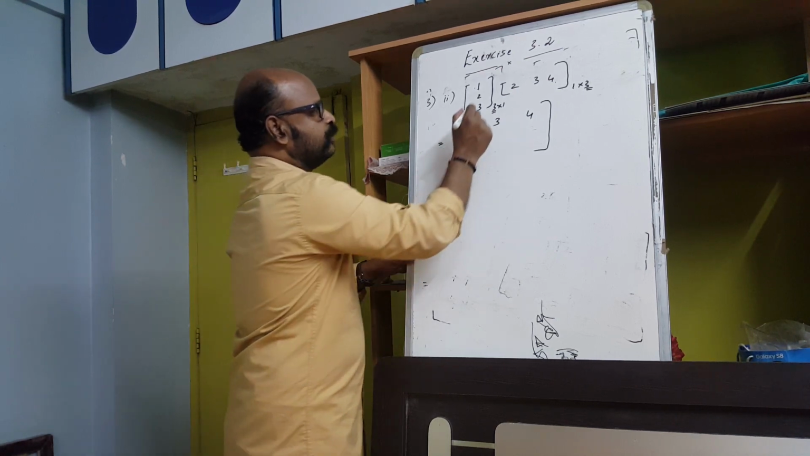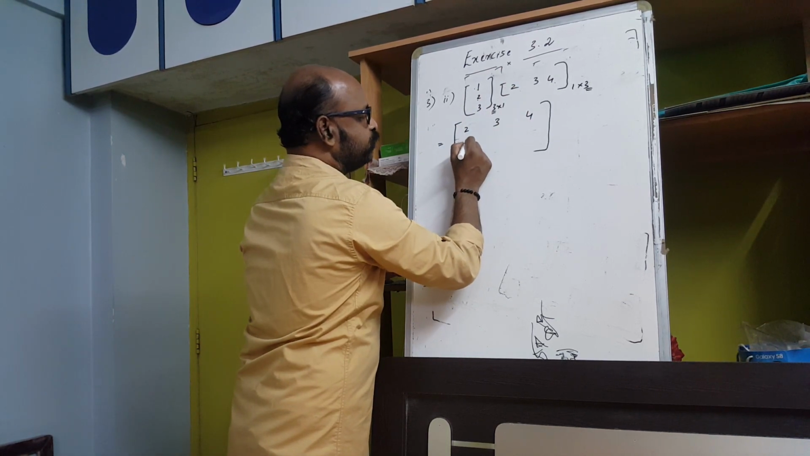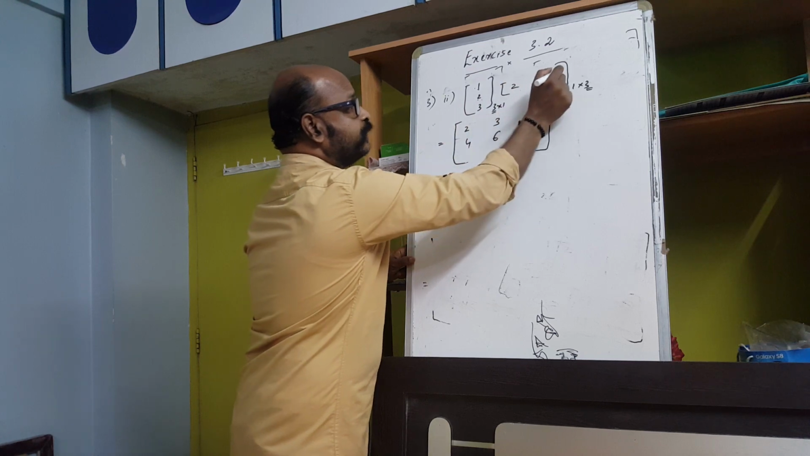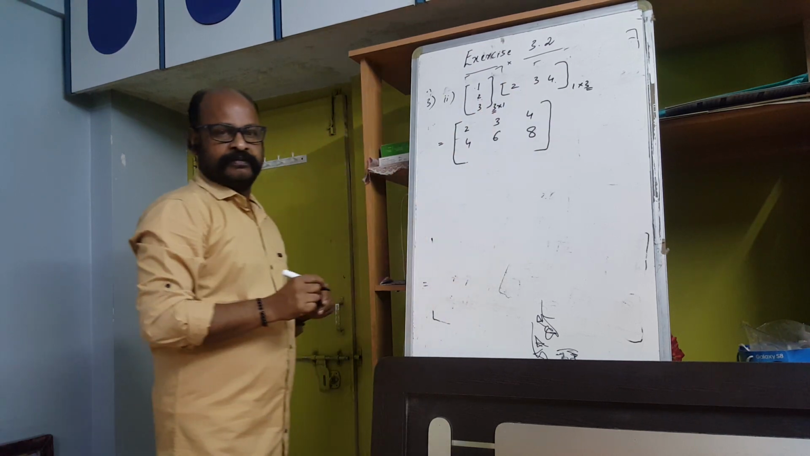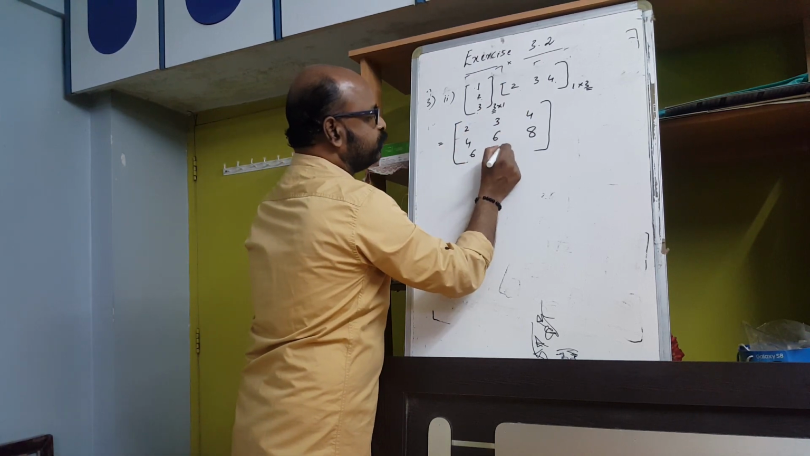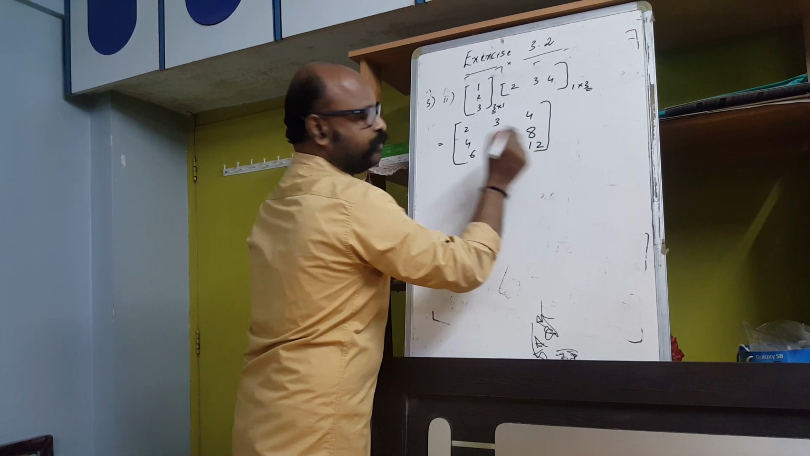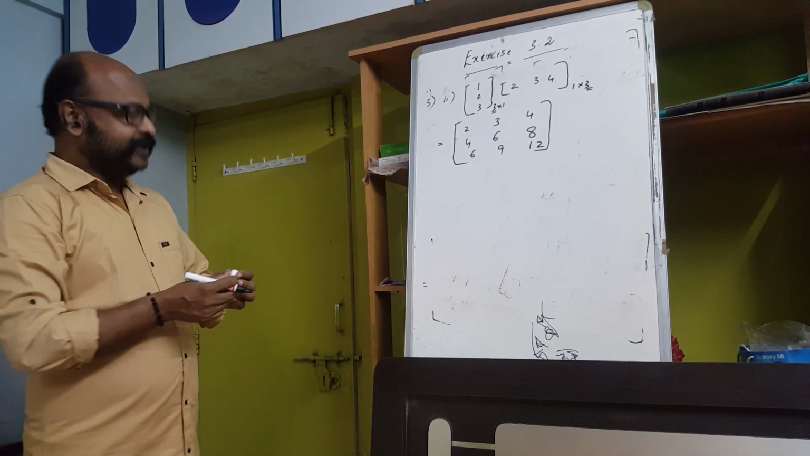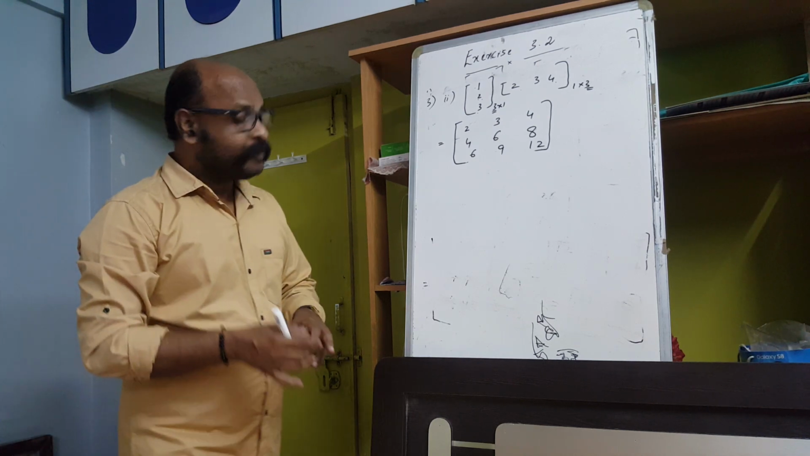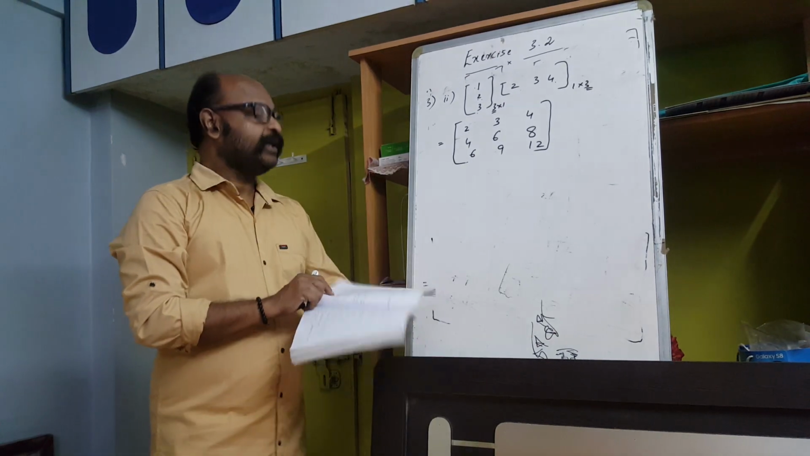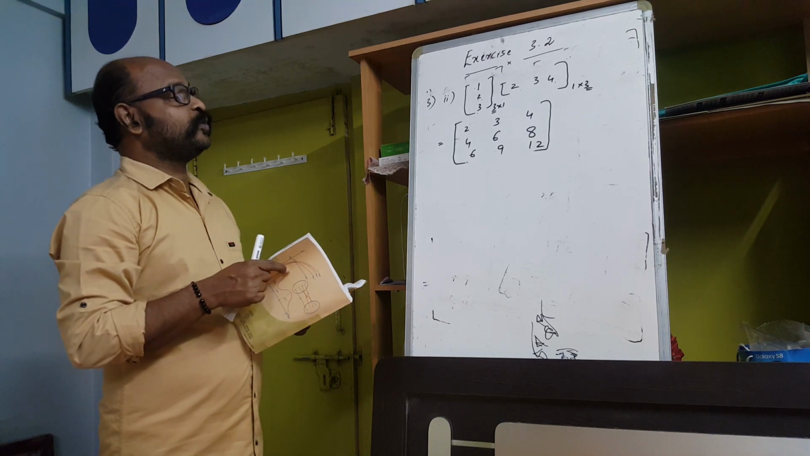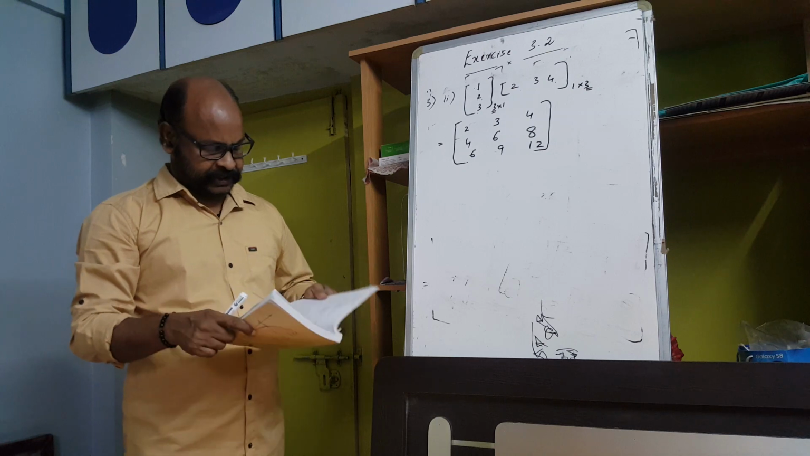This way we are getting the elements of the first row of the product. Then second row into first column, 2 into 2, 4. Second row into second column, 2 into 3, 6. Second row into third, 2 into 4, 8. Second row is completed. Then third row, 3 into 2, 6, 3 into 3, 9, and 3 into 4, 12. The given matrices, the column matrix 1, 2, 3 and the row matrix 2, 3, 4, are very simple matrices. But when we come to the product, we are getting a complete 3 by 3 matrix.